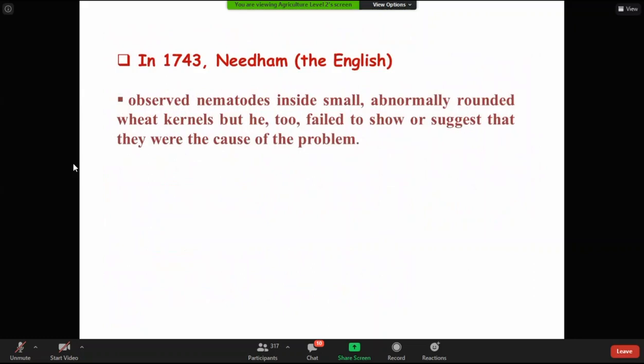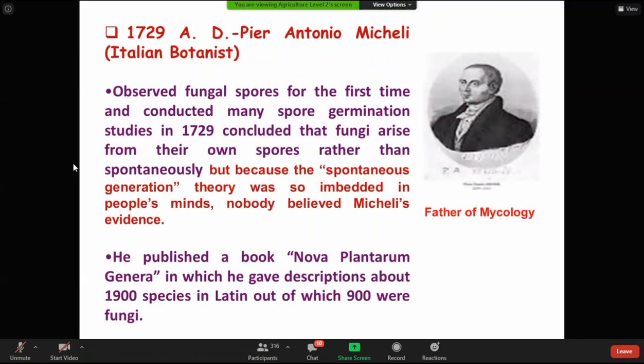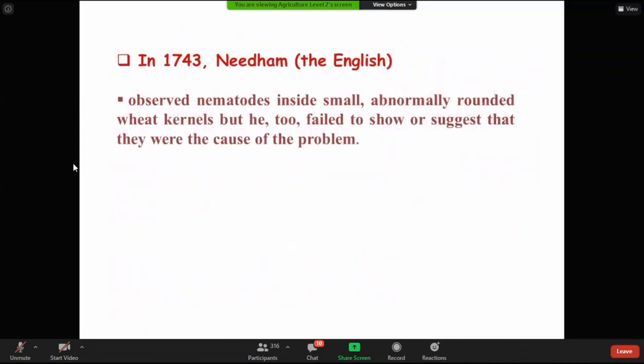How many years? 14 years, you are right. Who is the scientist? Needham, the Englishman. He first observed nematode, creamy, inside small, abnormally rounded wheat kernels. He observed that some kernels were rounded and showed abnormal structure. And then he observed inside those kernels the nematode, means creamy. But you see, they failed to show or suggest that they were the cause of this problem.